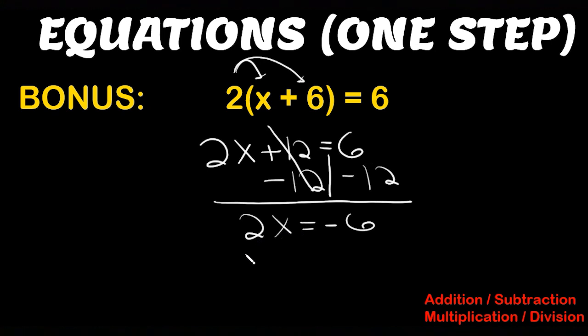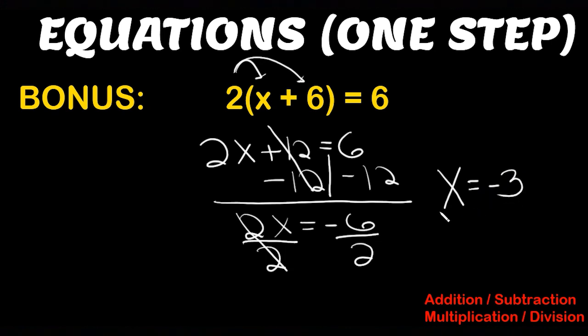You can see that I have multiplication here. That means I'm going to divide by 2. So I'm dividing by 2. Okay, this will cancel. Here I get negative 6 divided by 2. So again, you're dividing a negative by a positive. The result is going to be negative, and it's going to be negative 3. Okay, this is it right here. X is equal to negative 3.